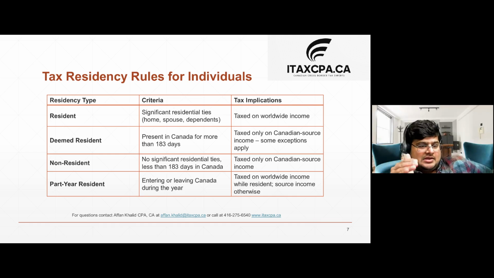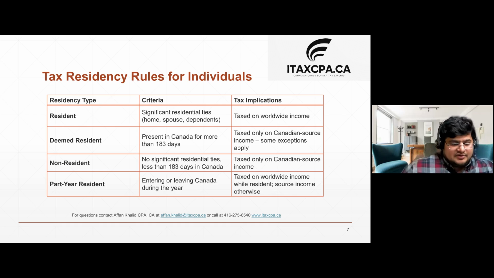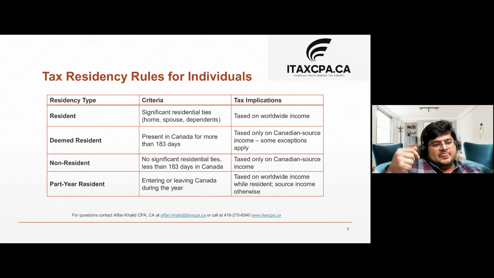But for simplicity, things do get a little complicated, but for simplicity, because of the US and Canada tax treaty, if you are considered to be a deemed resident, then your Canadian source income is subject to tax in Canada. Okay, so say if the US company sends their employees to Canada and they happen to stay for more than 183 days.